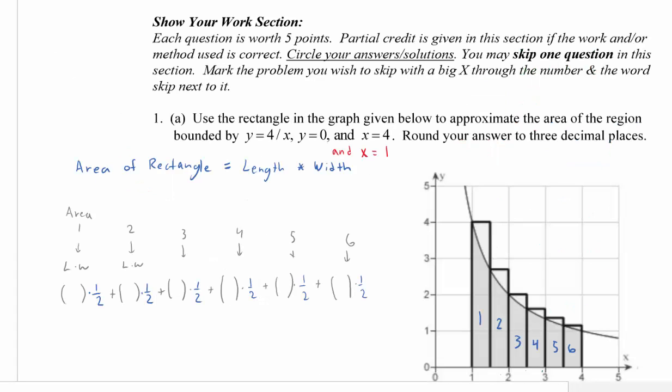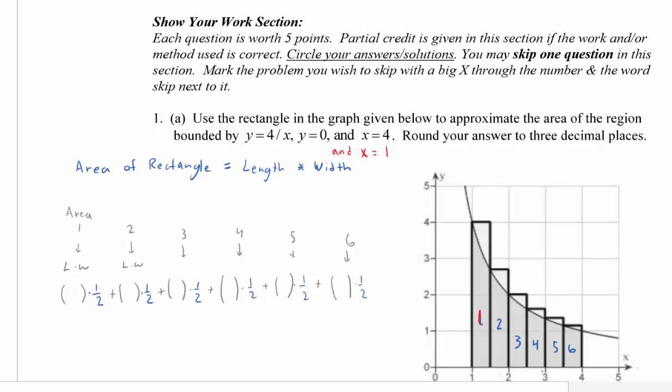In Show Your Work problem number 1, we are to use rectangles to graph the region bounded by the graphs y equals 4 over x, y equals 0, x equals 1, and x equals 4. We want to find or approximate the area of that region. We're going to do this with rectangles, and it looks like we're using 6 rectangles. We're going to find the area of each rectangle.